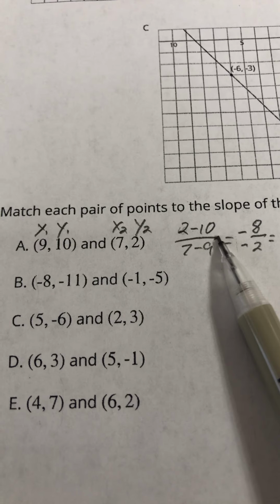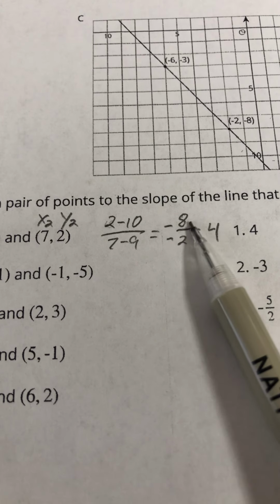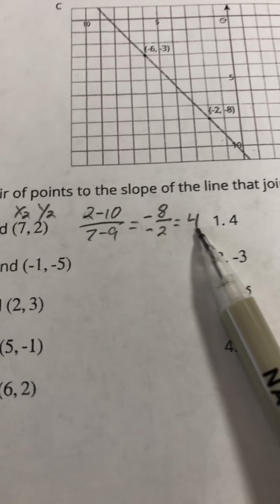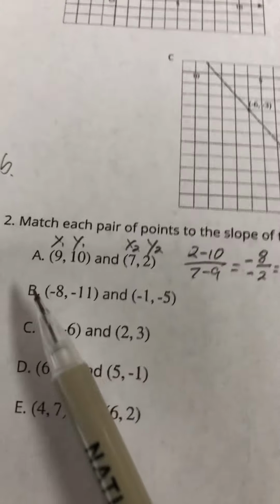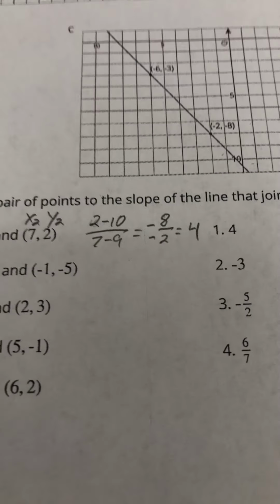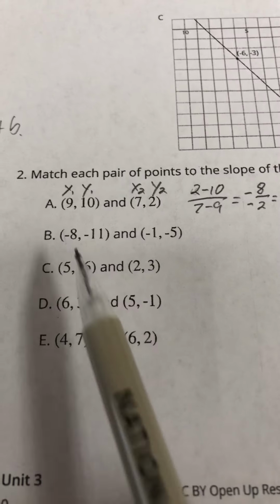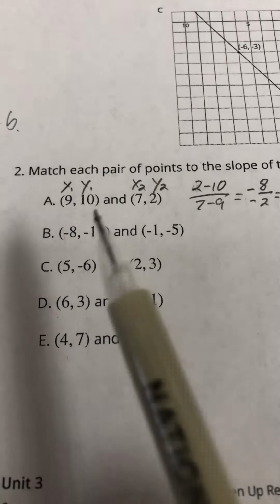I have it written out here for you. It ends up being negative 8 divided by negative 2, which simplifies to 4. So A goes with 1, or 1 goes with A, whichever way you want to do it. Figure out all the other ones. Remember x1, y1, x2, y2 for all of these. Label them. I always label them. It just makes life easier.